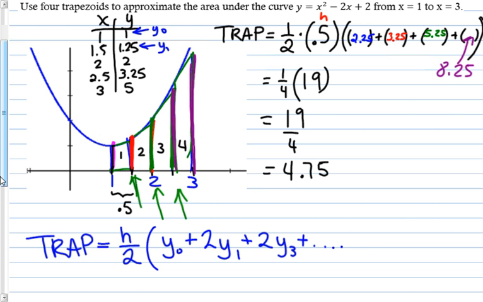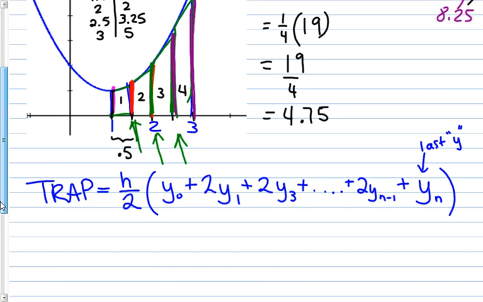Okay, the second to the last one should be 2 times that y, which we're going to call y n minus 1, because n is going to be the last one. And then plus just y n, and this is the last one. Okay? The last y does not get multiplied by 2, nor does the first y. And this is the more formal version. They also consider the height to be b minus a over n. So your interval divided up into n trapezoids, that's your height. And of course that only works if you're actually using equal subintervals.